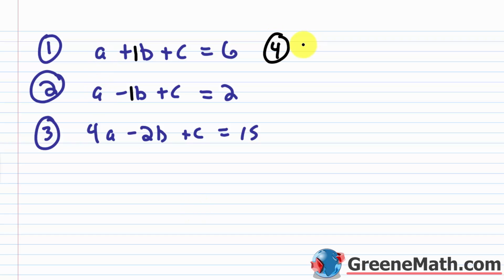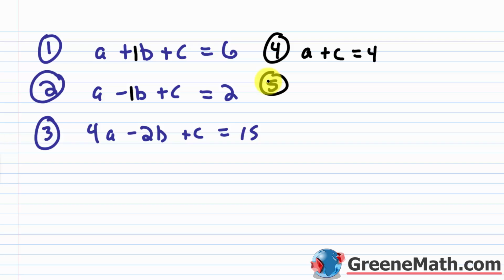So a plus a is 2a, and then 1b plus -1b, that's going to cancel. C plus c is 2c, so plus 2c. And this equals 6 plus 2, which is 8. Now, I can simplify the equation because everything's divisible by 2. If I divide 2a by 2, I get a. If I divide 2c by 2, I get c. And if I divide 8 by 2, I get 4. So a plus c equals 4.